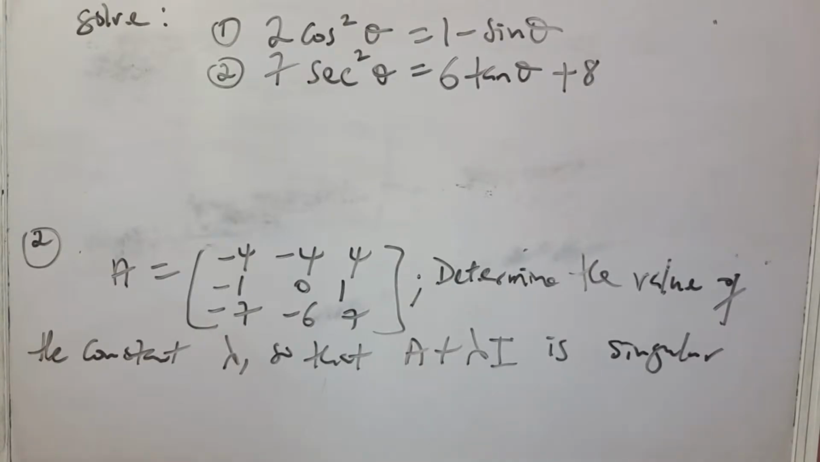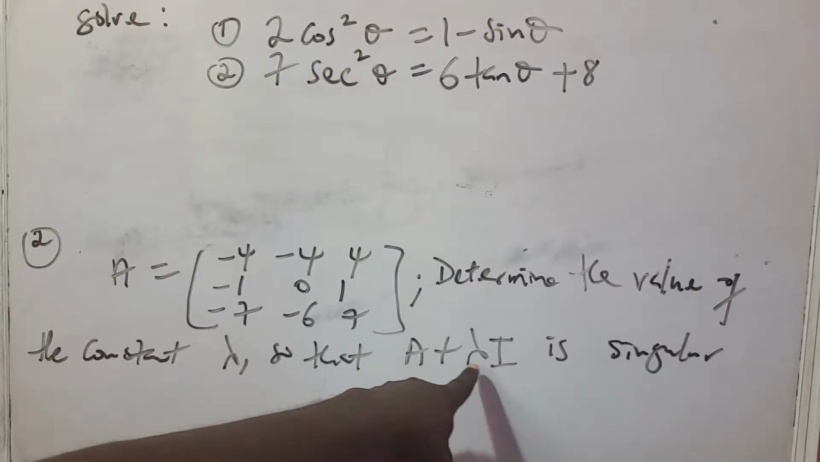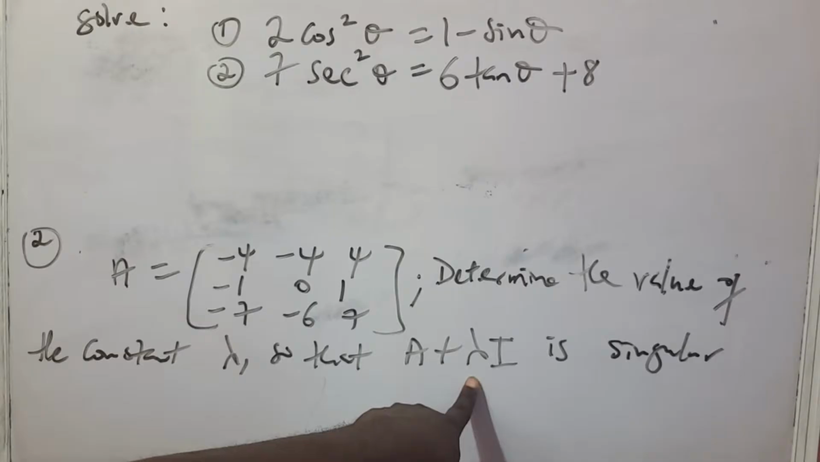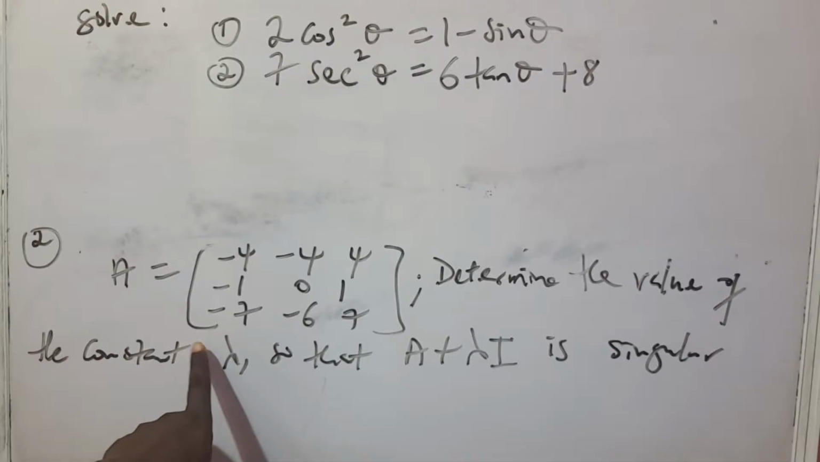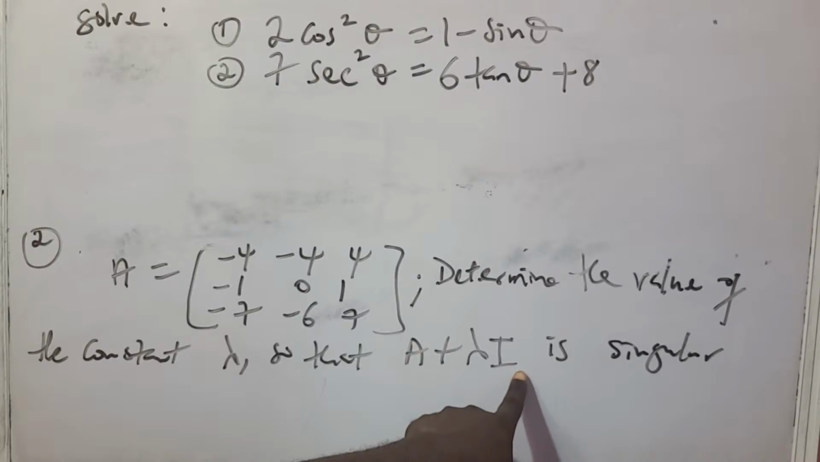So now if you look at what we have here, we have a 3 by 3 matrix A, and then we are told that we have a constant lambda. We are asked to find what value lambda will be for A plus lambda I. Don't forget, this is a constant, not a matrix. So what will be happening here is what we call scalar multiplication in a matrix.